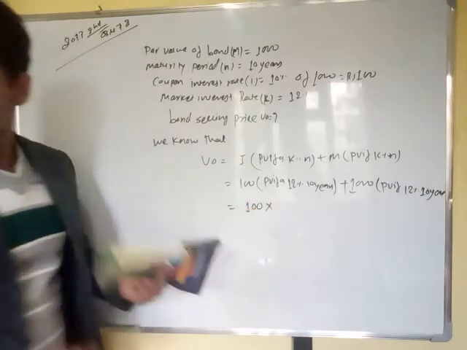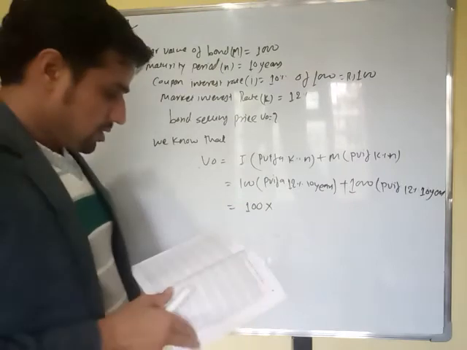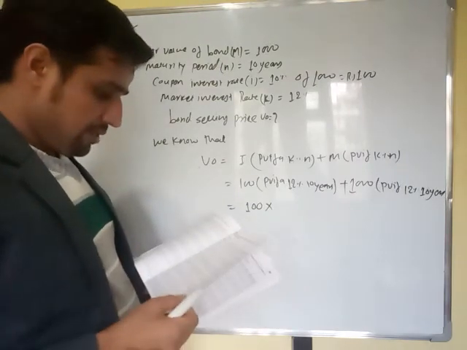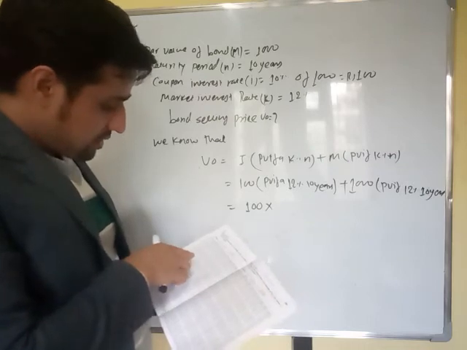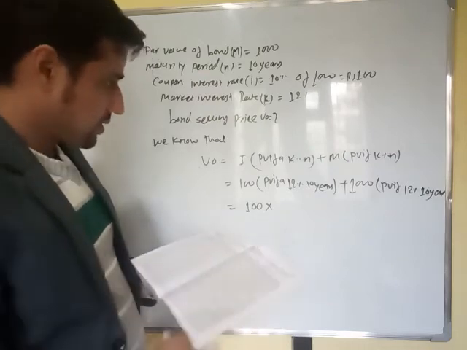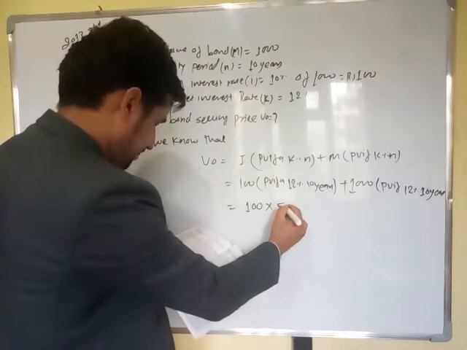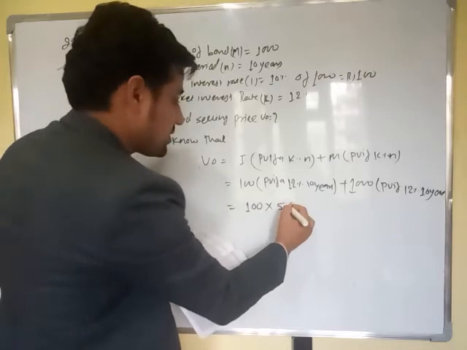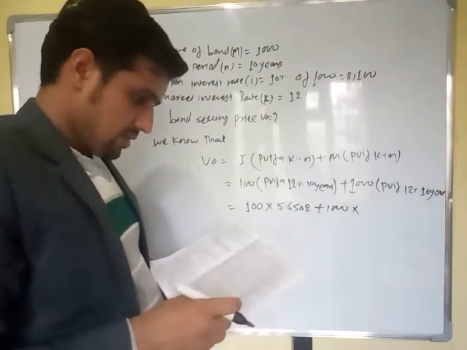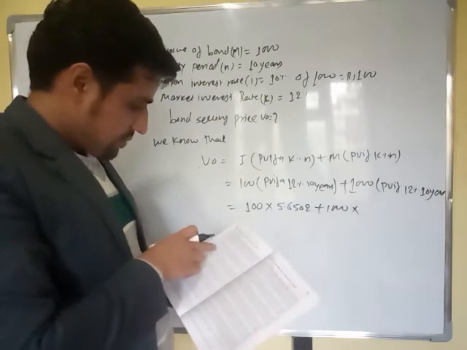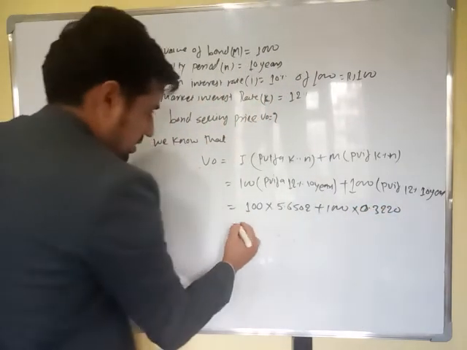100 times, please show the table, please. We have got PVIFA 10 years 12%, which is 5.6502, plus 1000 times PVIF 12% 10 years, which is 0.3220.